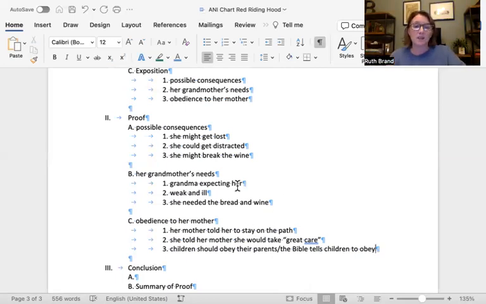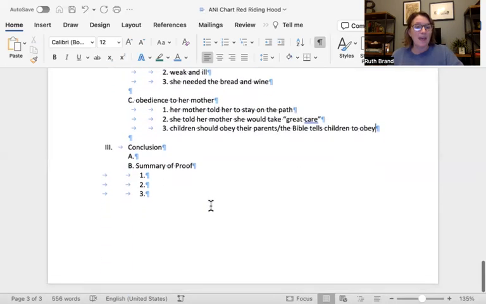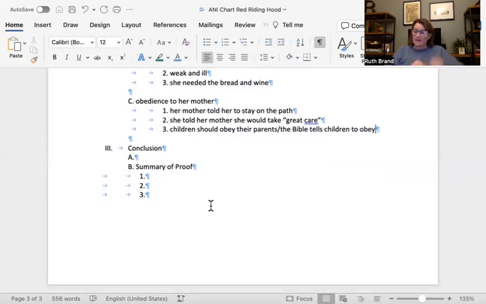Each one of these subproofs is going to be its very own sentence. I'm not going to list them all in one sentence. So I've got at least four sentences here, at least four sentences here, at least four sentences here. That's a pretty basic paragraph, but we can start there. That's okay. And then, drumroll please, the last part of our outline is the conclusion.